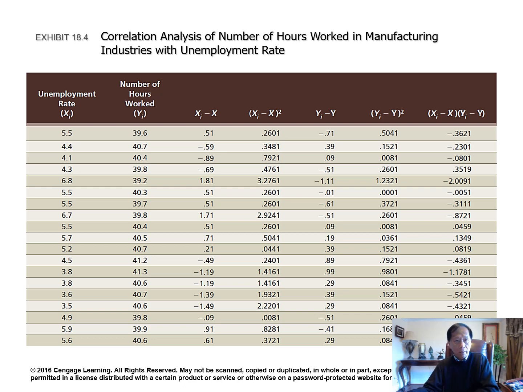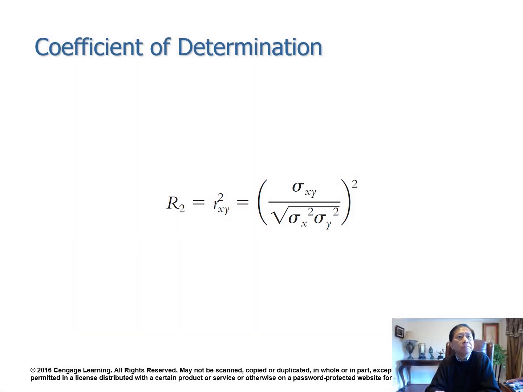Okay, and then in this column you get xi minus x bar squared. You just square this column here, and then you do the same thing for the yi minus y bar squared, and then you multiply the two. You can multiply this 0.51 and minus 0.71 to get minus 3621. Okay, that's the calculation.